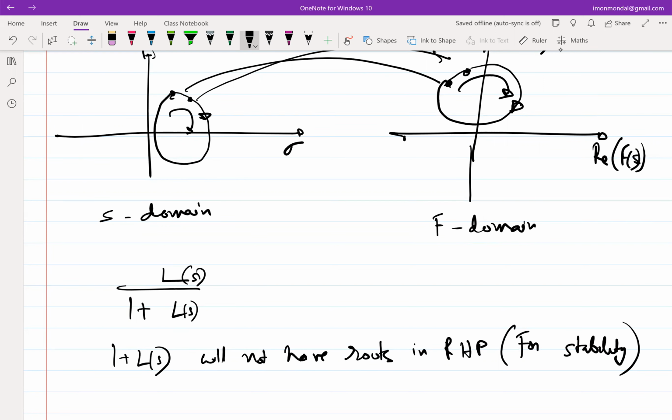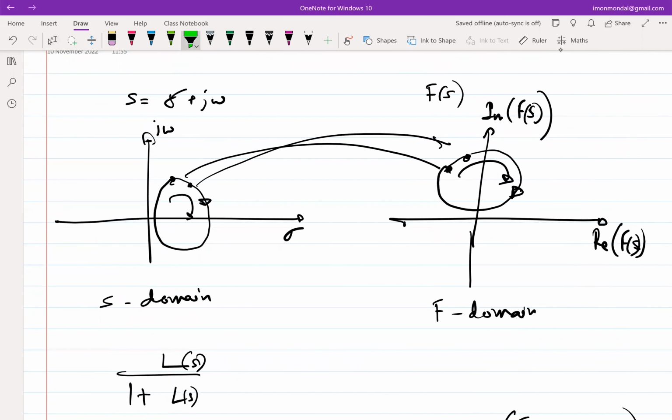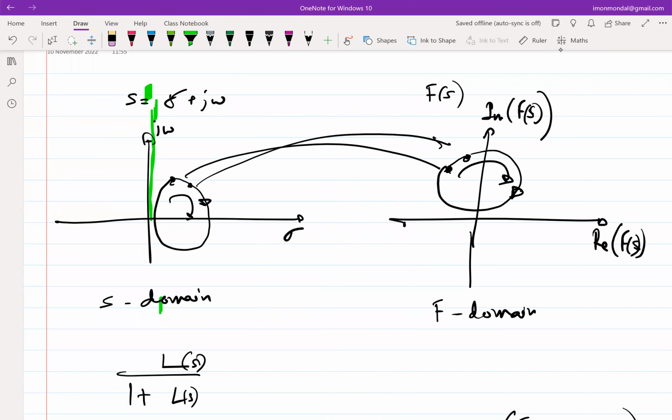Because we want to ensure that 1 plus L of S does not have roots on the right half plane, we'll have to find a contour which encompasses the entire right half plane, and then figure out whether the roots actually lie in this contour or not. So that's essentially the premise. To go into that premise, I first have to find a way to know whether a root lies inside a contour or not, any contour.